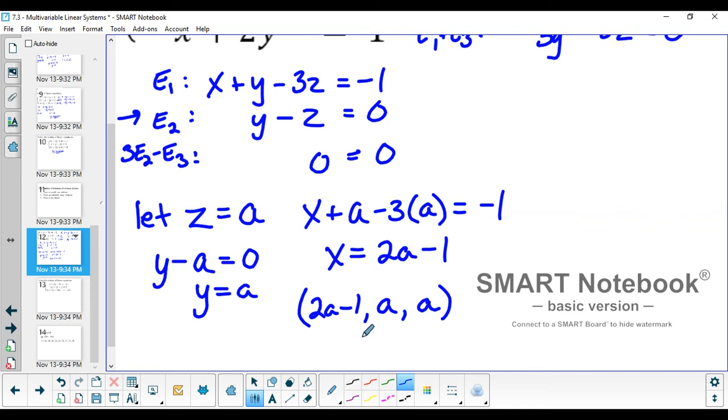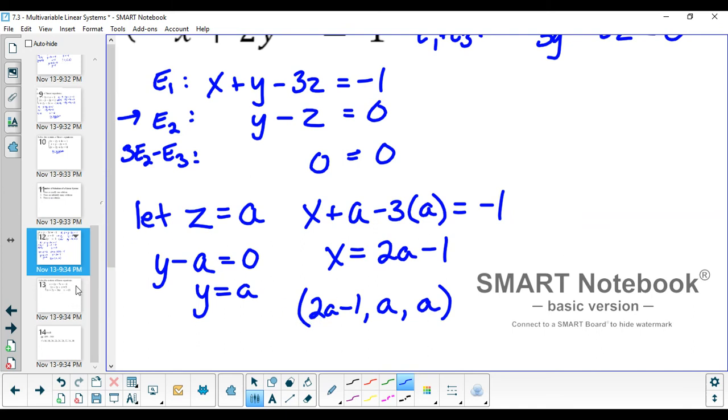You can let a be whatever you want, and then whatever you get for those numbers when you plug them in here, that's going to actually be a solution. Okay, so there are infinite of them. It's not like with the two variable two equation systems where everything is a solution. There's still infinite of them, there's just only of a certain form.